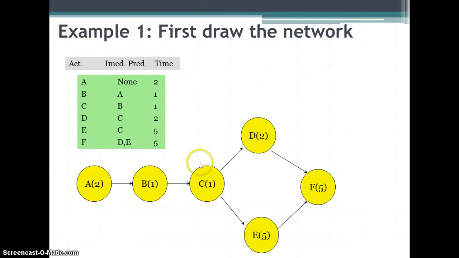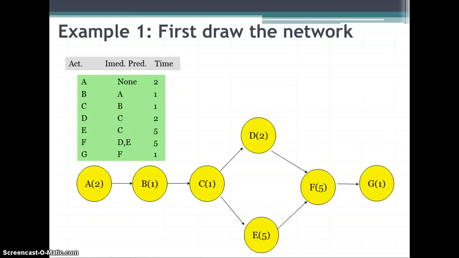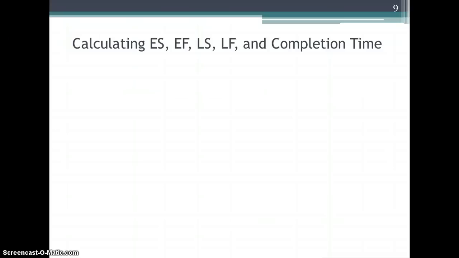F has as its immediate predecessors D and E. So you cannot start F before both D and E are done. Okay? And then the last activity is G. It takes 1 week. And you can probably determine what the completion time is once we get there. Okay, so we have to calculate some other numbers in order to finish this out.